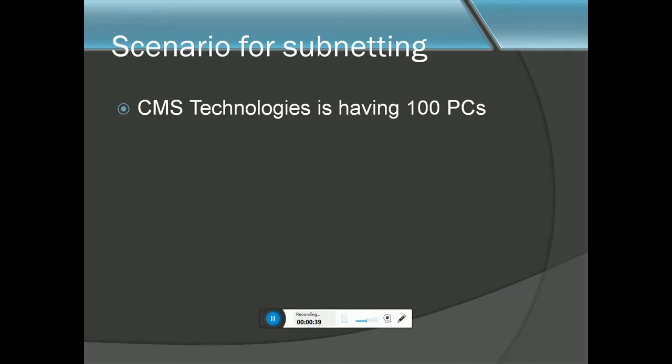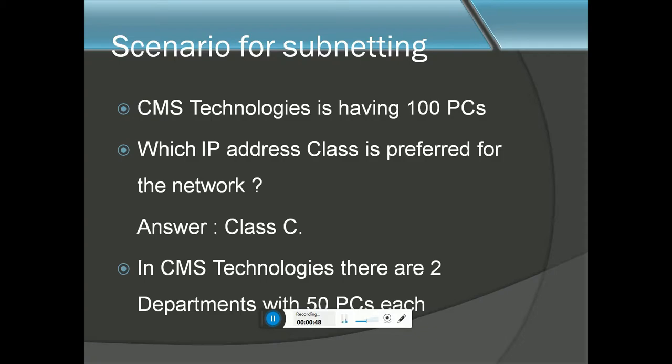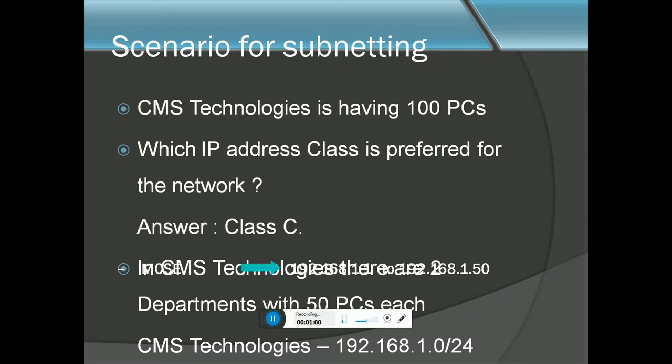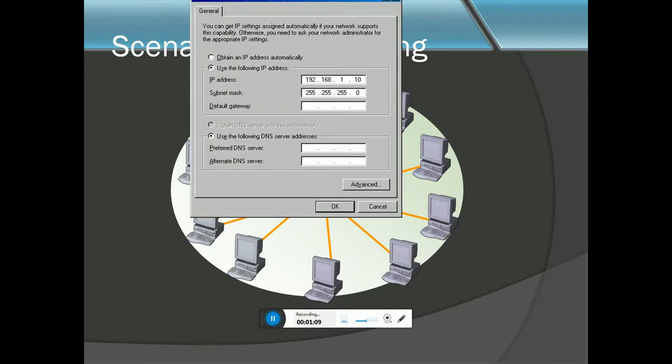CMS Technologies has 100 PCs. Which IP address class is preferred for the network? Answer: Class C. CMS Technologies has two departments with 50 PCs each. The network is 192.168.1.0/24. The scenario for the subnetting is that the PCs use 192.168.1.10 up to 50.